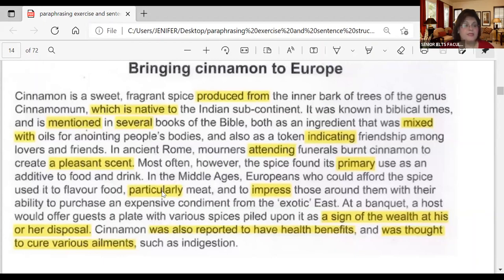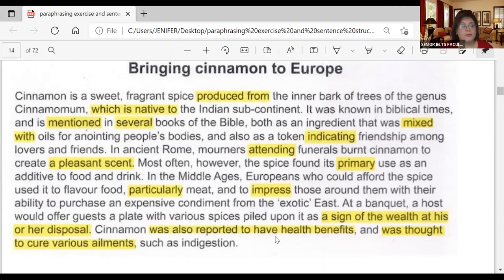Particularly means especially. Impress means, if I say, Moga has left a mark on me, means Moga has impressed me. Manindra has impressed me. So impress ki jagah pe main bol sakti hoon, he has left a mark on me. A mark on me matlab aisa nahi hai ke daag par gaya ya daag chhod gaye. No. He or she has impressed you. A sign of wealth at his or her disposal means an indication of how wealthy an individual is.